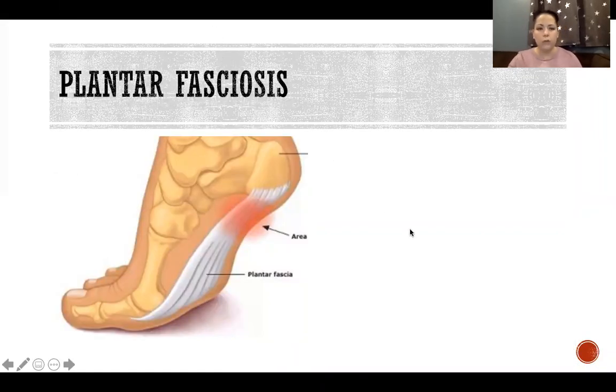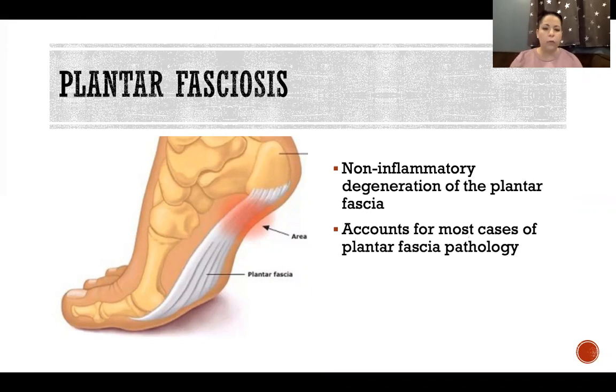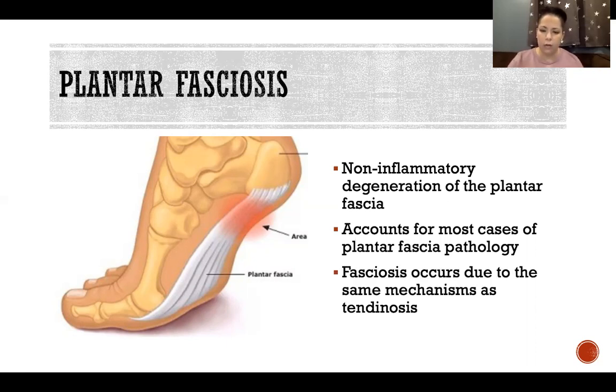Okay, plantar fasciosis. Again, like I've talked about repeatedly with tendinosis and other osis conditions, that would be a non-inflammatory degeneration of the plantar fascia, where we have the breaking down of the collagen faster than we can replace it with the correct kind. So over time, the tissue is degenerating and becoming weaker. This actually accounts for most cases of plantar fascia pathology. Where many people will be diagnosed with or self-diagnose with plantar fasciitis, in most cases it's actually plantar fasciosis that is happening. So in most cases, it's not inflammatory. It's a degenerative condition instead.